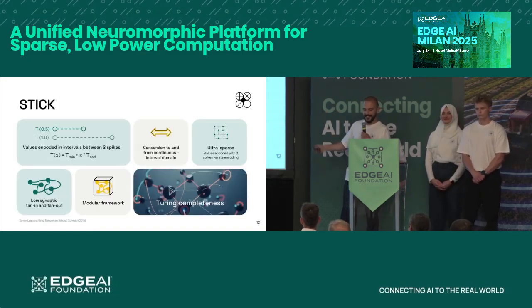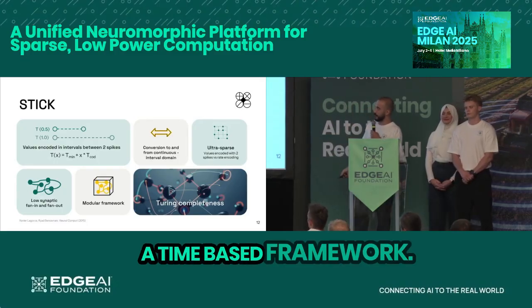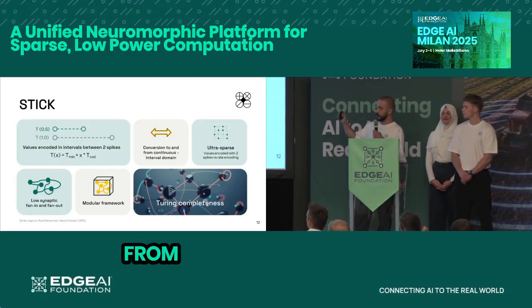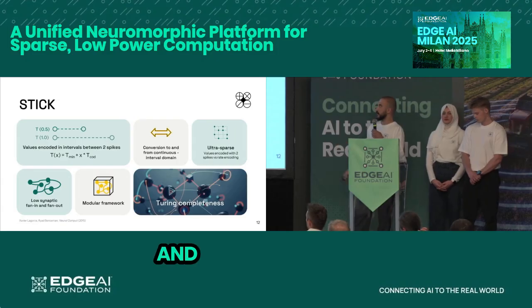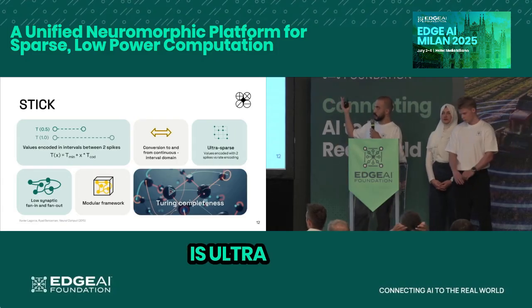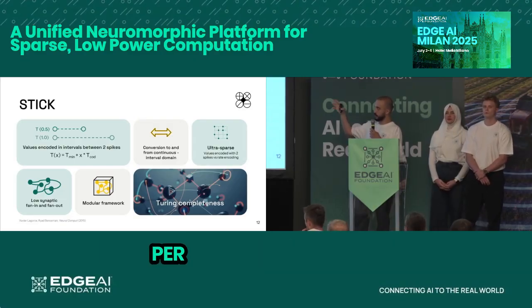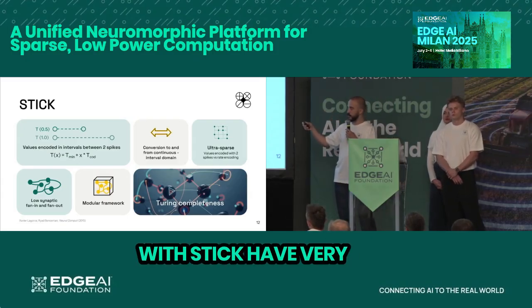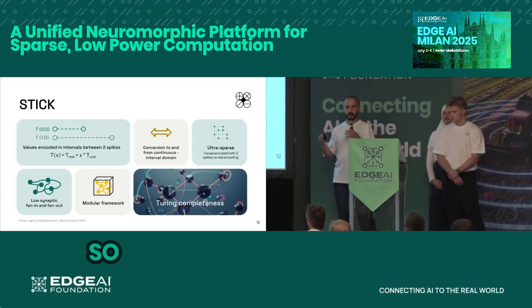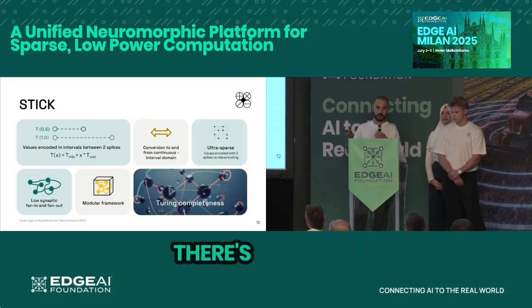No pun intended. As I mentioned, it's a time-based framework, so it allows converting from a continuous domain to a time interval domain and vice versa. And the way it works is ultra sparse. That means that not only are there 2 spikes needed per encoding, but also the networks that are built with STIC have very low synaptic fan-in and fan-out. So the spikes traveling through the networks are very sparse. There are not a lot of spikes traveling simultaneously in the networks.